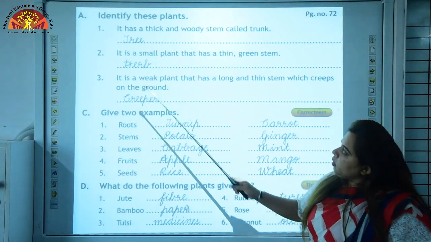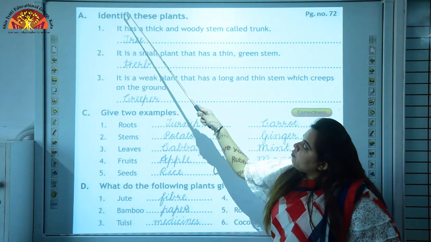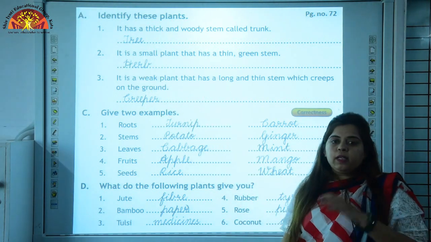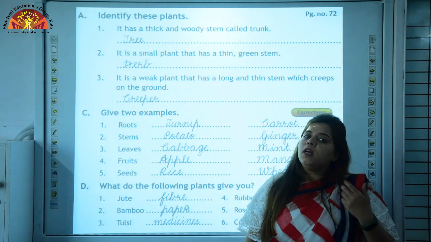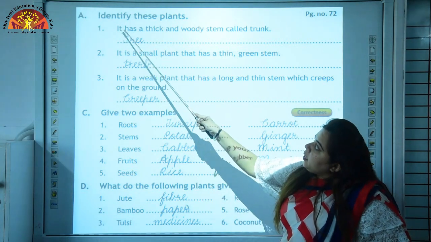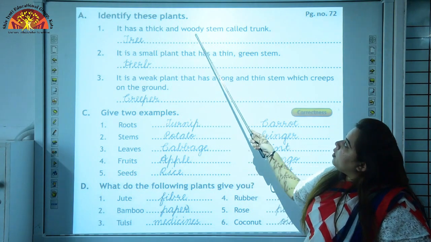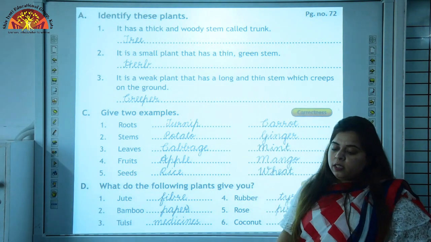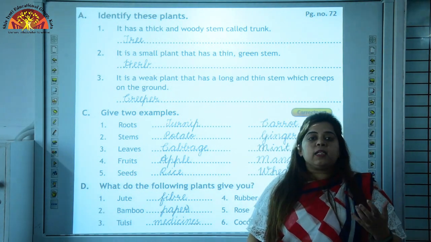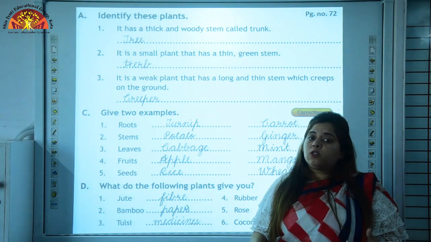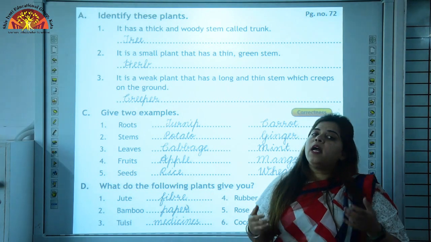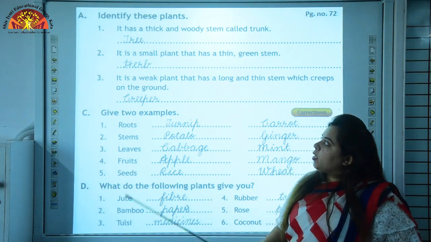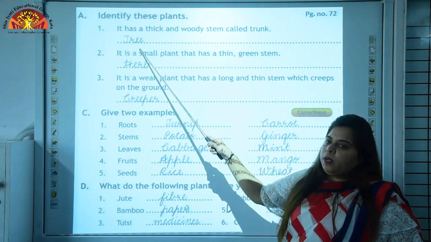72. Question A, identify these plants. Now hint is given, statement is given and we have to identify the name of the plant. It has a thick and woody stem called trunk. Okay children, which plant has a thick and woody stem? That is called trunk. It is a big plant, and what is it called? It is called tree. So answer is tree. We will write tree over here.